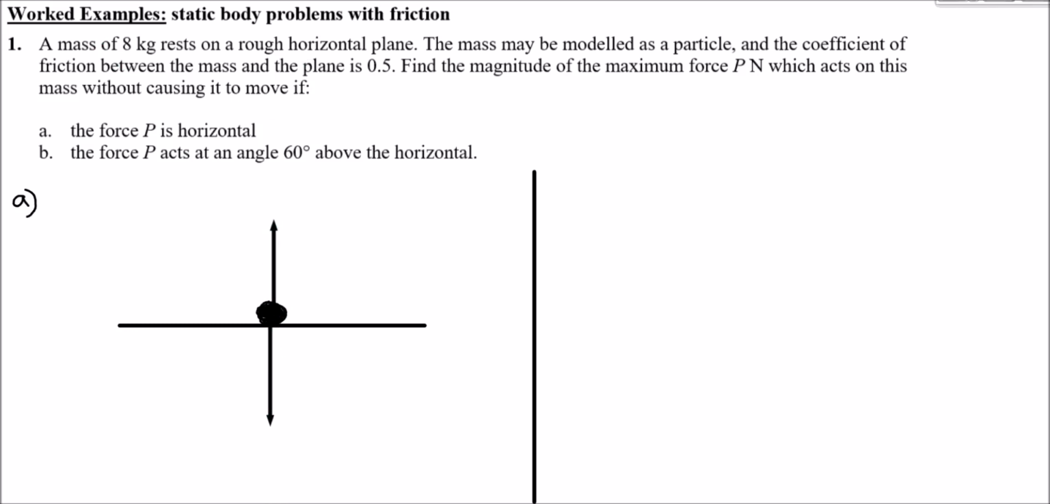So I'm just going to label what these are. 8g going down, normal reaction R acting up. If P is horizontal, I'll add in P going this way. And if P is a maximum force, then the friction will be limiting. The friction will be at the maximum value, so friction will be mu R. However, in this question, we're told what the value of mu is for coefficient of friction. We're told that it's 0.5.